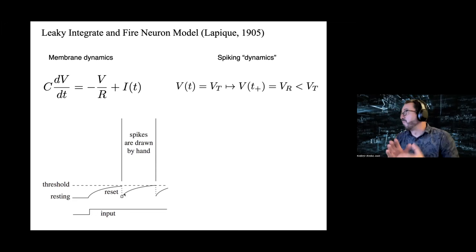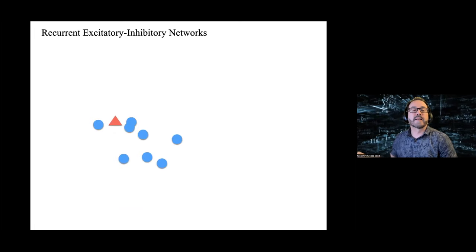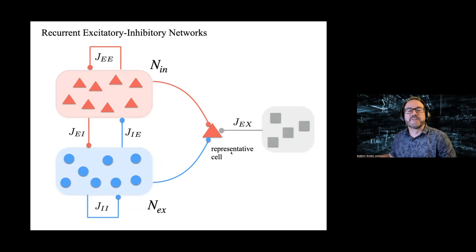Okay, so one way to think about this now is, as I said before, to take a single putative cell. Maybe I'll go a couple slides back. Think about the representative cell right here that we talked about before, in this network, and think about the number of inhibitory cells and the number of excitatory cells diverging to infinity. And that's not an unreasonable limit.